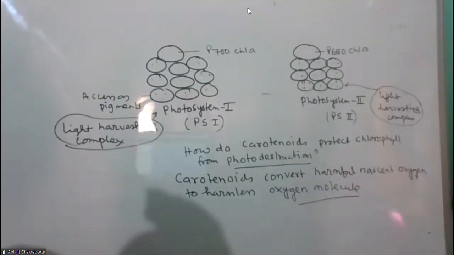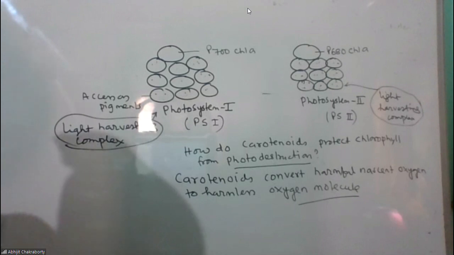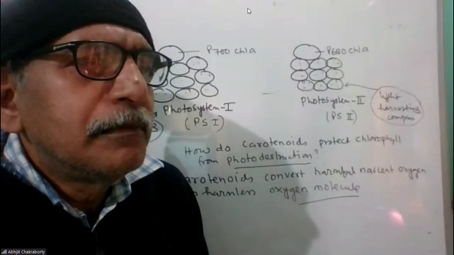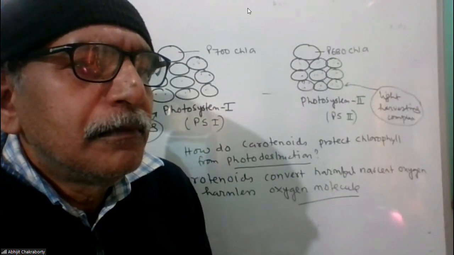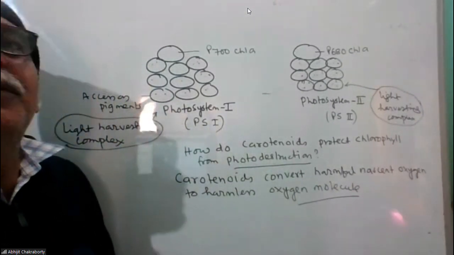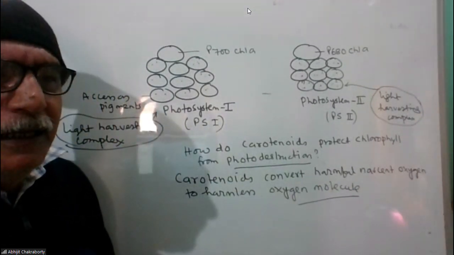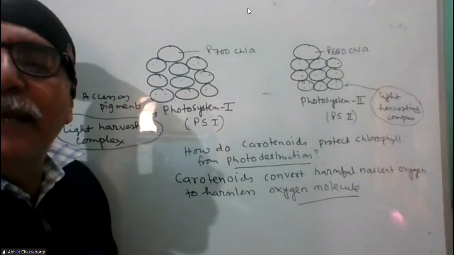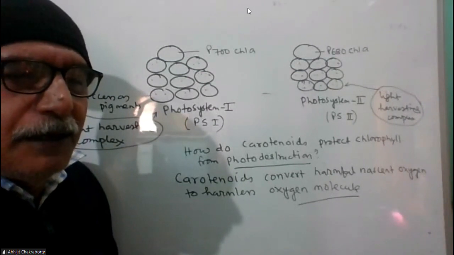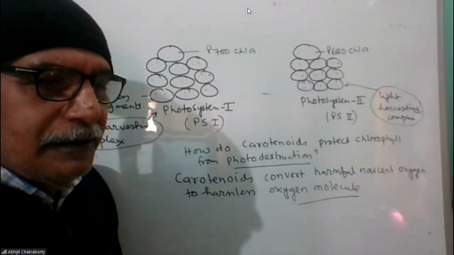Sir, if the light is between 680 and 700, then only PS1 will work, no? Yes, obviously, but whenever sunlight comes onto the earth, it's not possible that only one wavelength is coming. Are you getting me? Yes, sir.